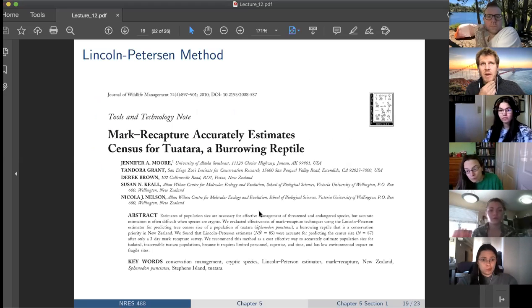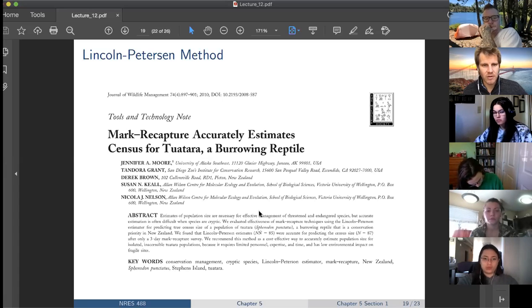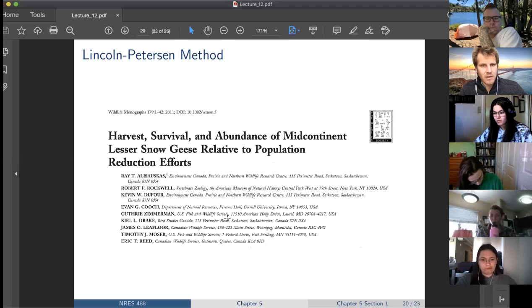Okay, now this, despite its simplicity, is used for a lot of modern studies on abundance estimates. So I have a few examples here. Mark recapture accurately estimates census for Tuatara, a burrowing reptile, from some people in Alaska, San Diego, New Zealand. Harvest, survival and abundance of mid-continent lesser snow geese relative to population reduction efforts. This is from Ray Alisauskas, who just received a TWS award this year. I forget which one.